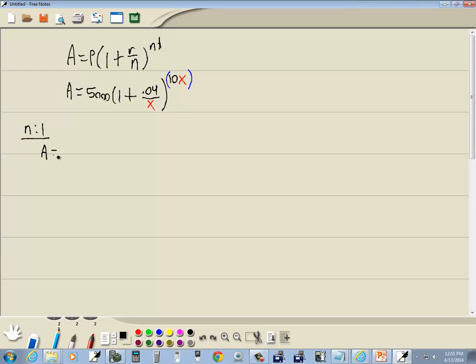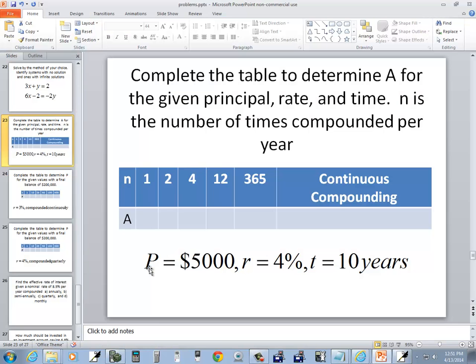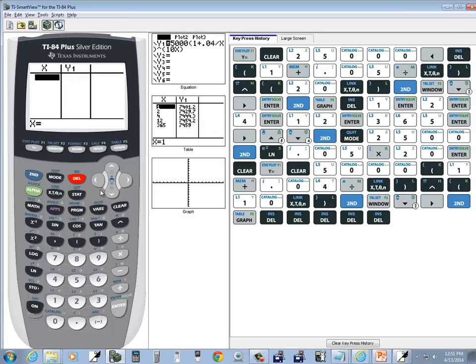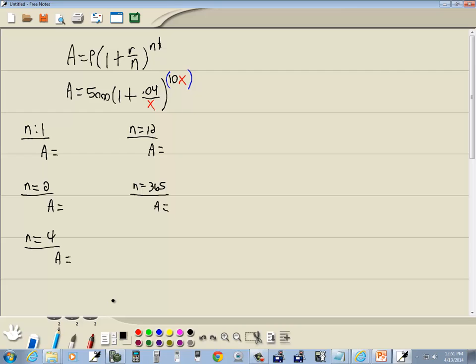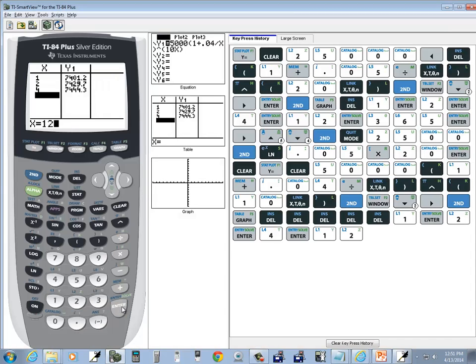And that's going to give us some kind of a value. We want n is equal to 2, and that'll give us some kind of a value. We want n is equal to 4. We want n is equal to 12. And n is equal to 365. Okay, let's type these in. So I'll do 1 enter, 2 enter, 4 enter, 12 enter, 365 enter.